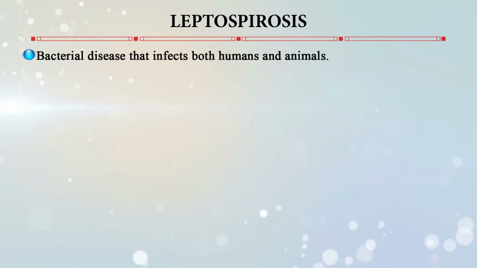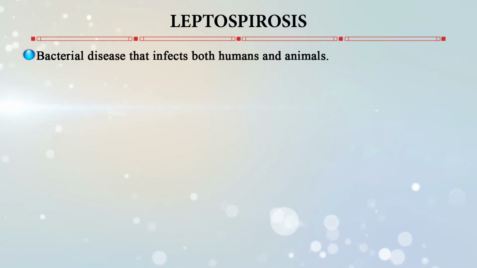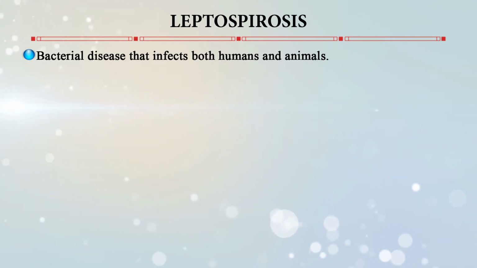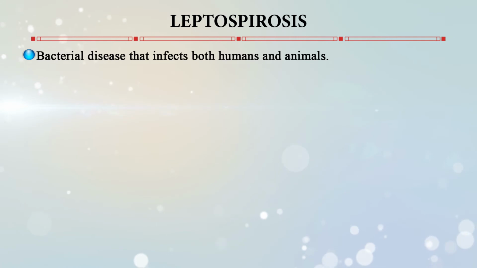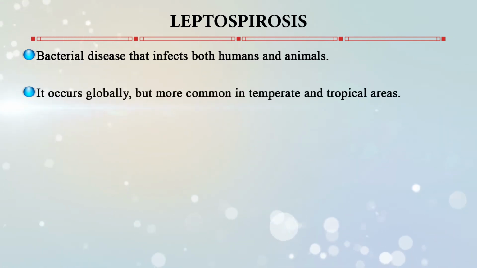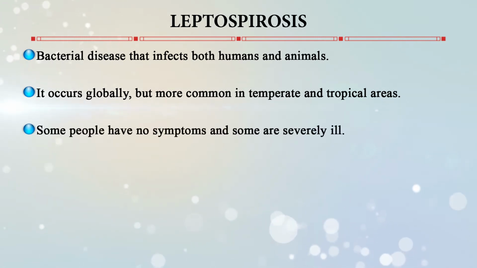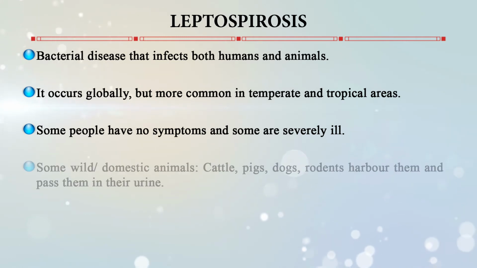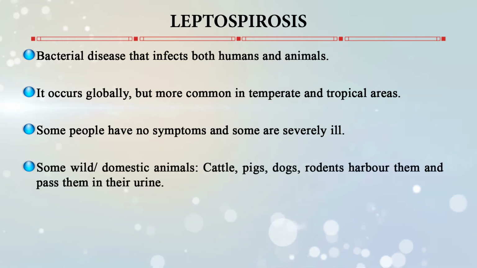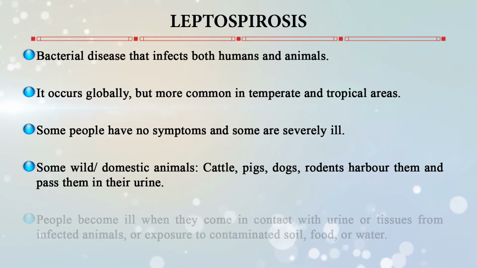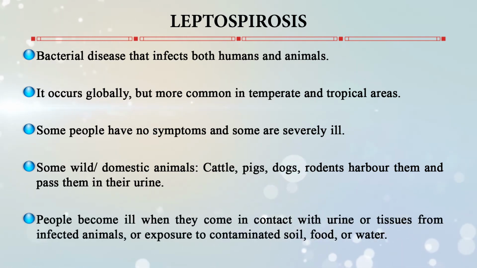Leptospirosis. This is another bacterial disease, and it infects humans and animals. Mostly dairy workers are affected when they take milk from the udder of cows, as the bacteria can be in the milk and dairy products. Globally it occurs, but it is more common in temperate and tropical areas, and some people can have no symptoms while others may be severely ill. Some wild and domestic animals, including cattle, pigs, dogs and rodents, harbor the bacteria and pass it in their urine. People become ill when they come in contact with urine or tissues from infected animals, or through exposure to contaminated soil, food and water.